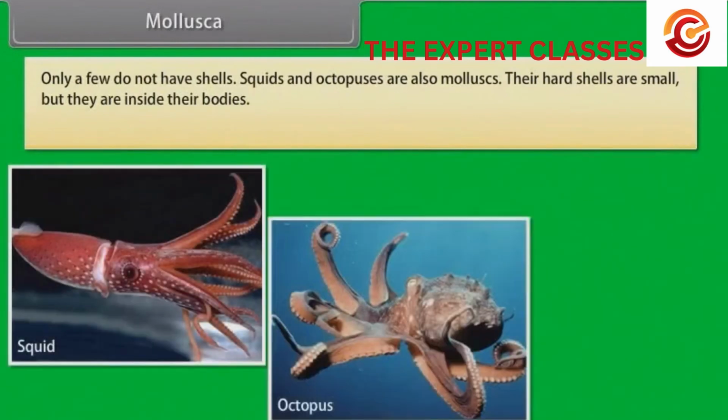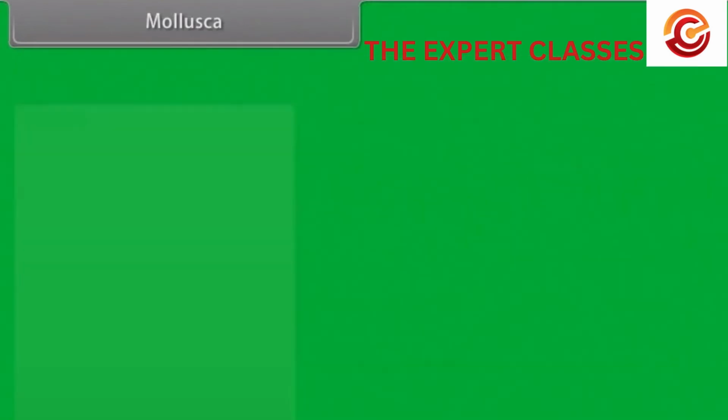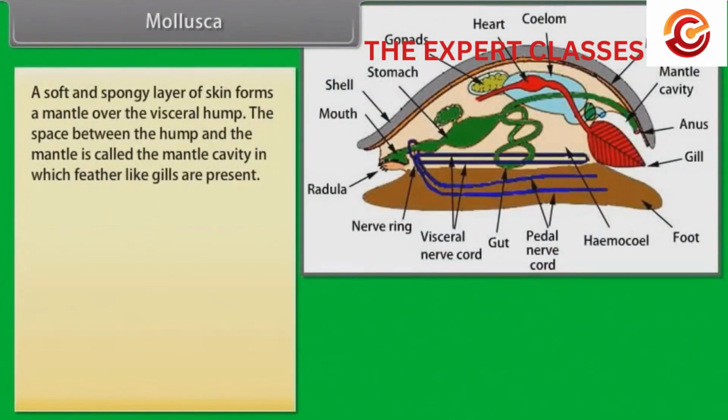Squids and octopuses are also mollusks. Their hard shells are small, but they are inside their bodies. Example: octopus and sea slug. A soft and spongy layer of skin forms a mantle over the visceral hump. The space between the hump and the mantle is called the mantle cavity, in which feather-like gills are present.